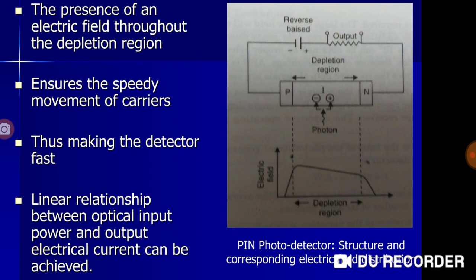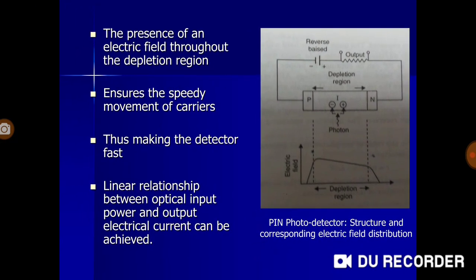The linear relationship between optical input power and output electrical current can be achieved here, because any light that is falling in will be converted. So there is a linear relationship, that is, the more intense the light, the higher the current produced. So it is a kind of linear relation that can be achieved using a PIN photodiode.